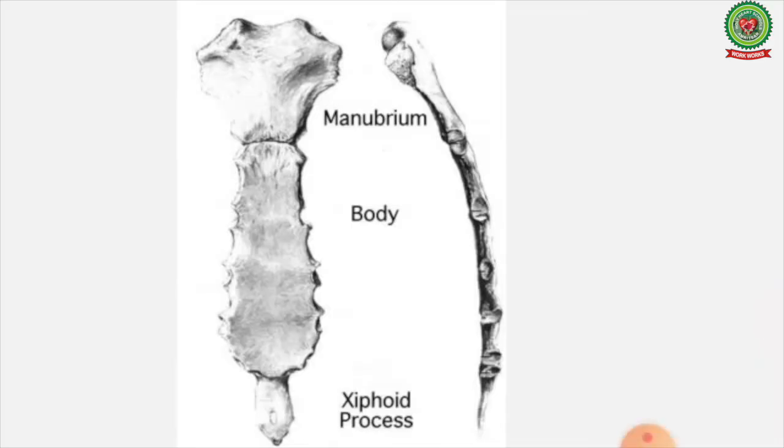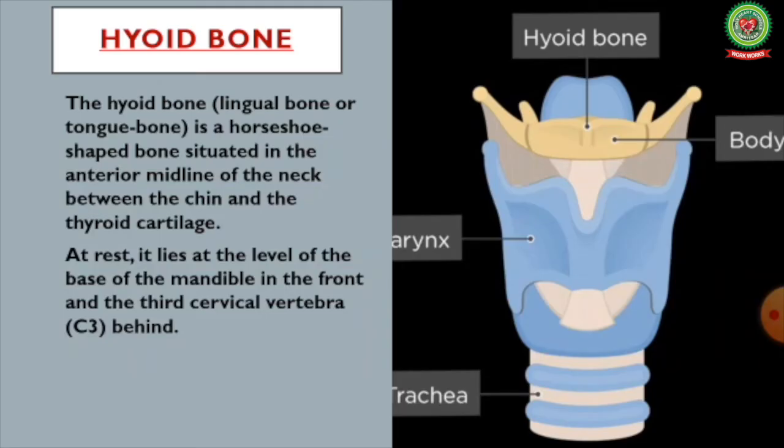In this image, we can see the three parts of the sternum. The upper handle part is the manubrium, the middle blade part is the body, and the last blunt cartilaginous lower tip is the xiphoid process. Next is the hyoid bone.